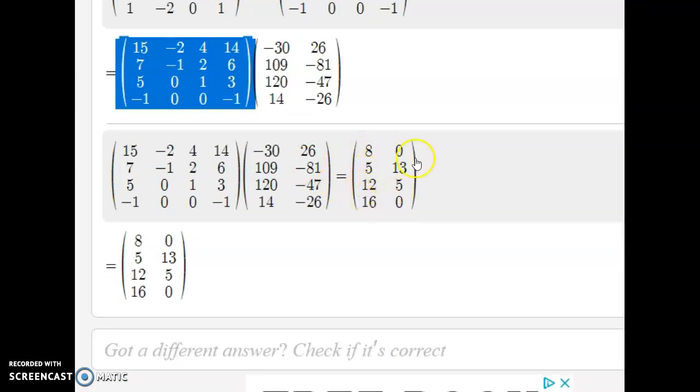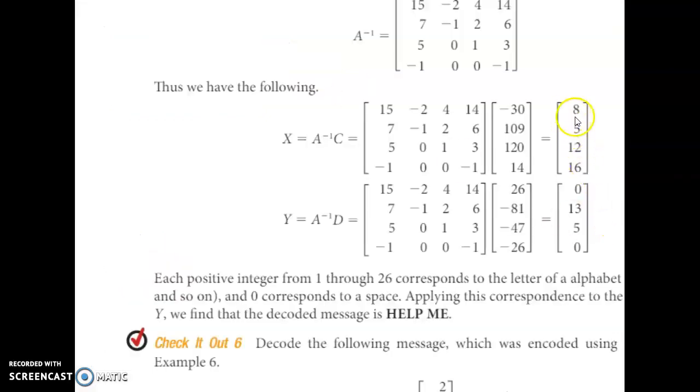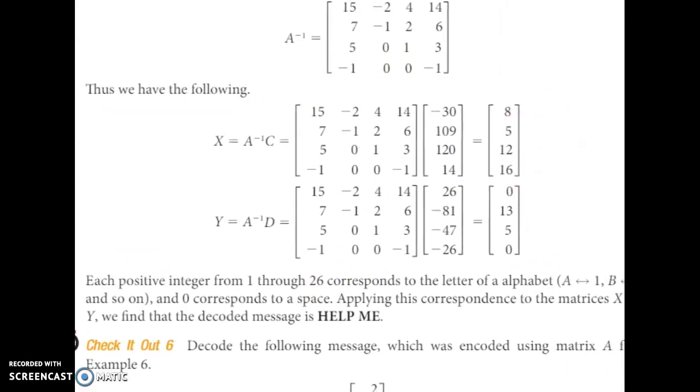8, 5, 12, 16, 0, 13, 5, and 0. And here they are, right? So this is the decoded message. When you look at the alphabet and assign 1 to A, 2 to B, 3 to C and so on, you can decipher this as HELP. This one means space. ME. Help me would be the message. And that's what I have for this section on inverses of matrices.